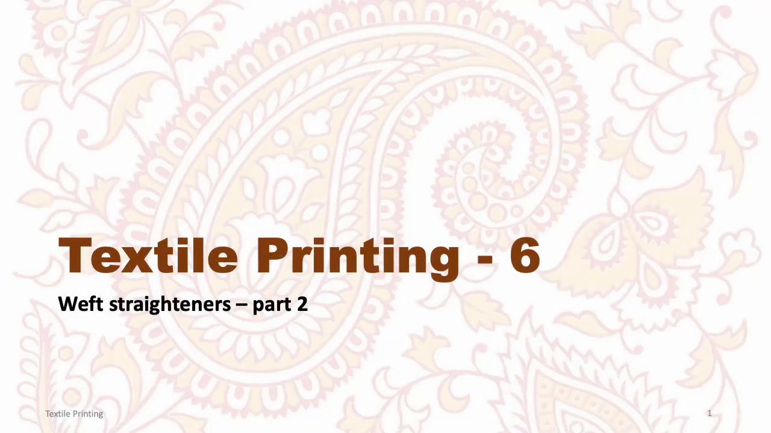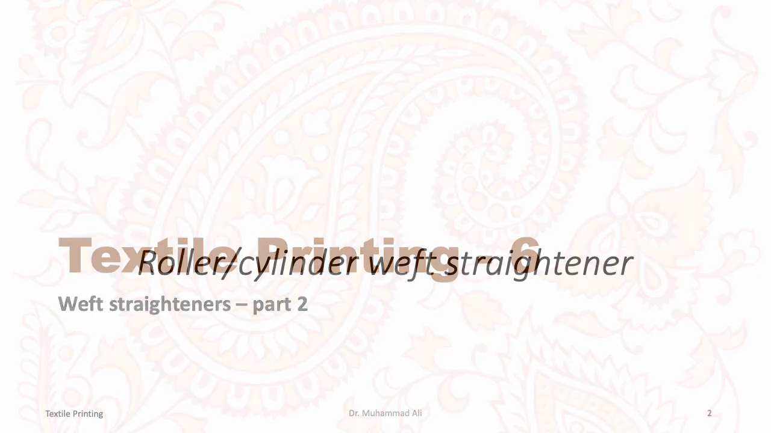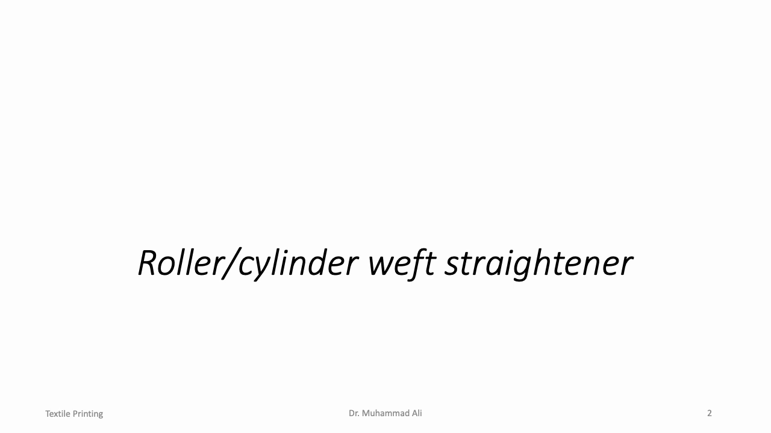Welcome to this sixth video in the lecture series on textile printing. This is actually the second part of our topic of weft straighteners. In this lecture, we are going to talk about the roller or the cylinder weft straightener. This is by far the most common type of weft straightener that is utilized in the textile industry to remove weft distortions.